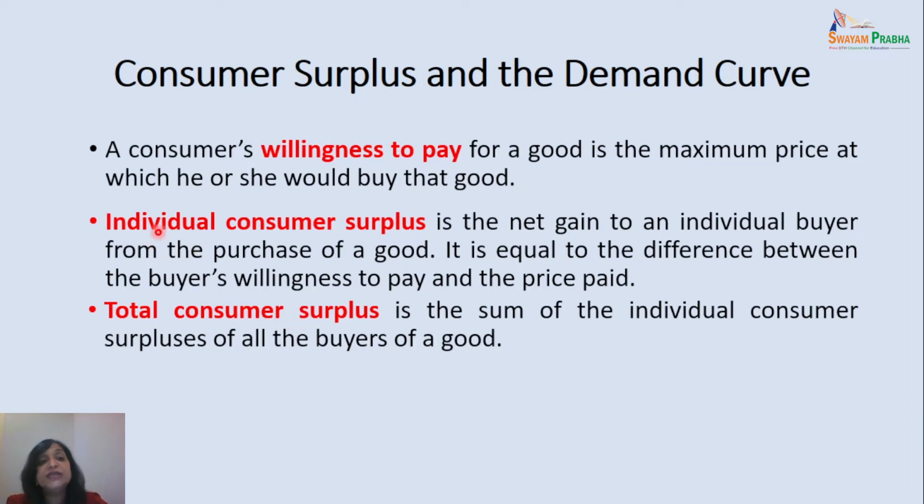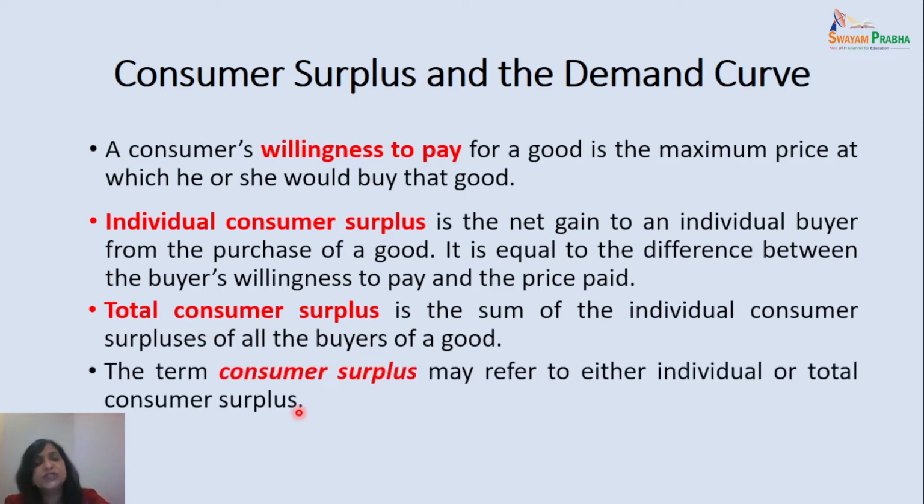So if we are just taking into account the consumer surplus of one individual buyer, the net gain of the individual buyer is called individual consumer surplus. Whereas when we take the sum of the individual consumer surplus of all the buyers, we call it total consumer surplus. However, both these terms may be used synonymously at many times.